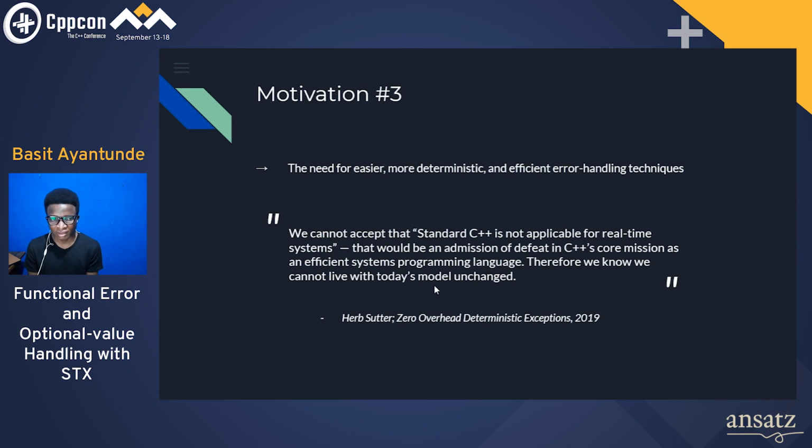So basically, I think there's a need for easier, more deterministic and efficient error handling techniques, as a quote from Herb Sutter in the Zero-Overhead Deterministic Exceptions paper, 2019. He said, we cannot accept that standard C++ is not applicable for real-time systems. That would be an admission of defeat in C++'s core mission as an efficient systems programming language. Therefore, we know we cannot live with today's exceptions model unchanged.